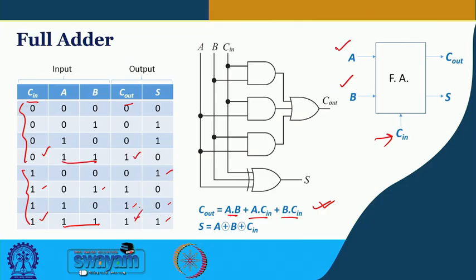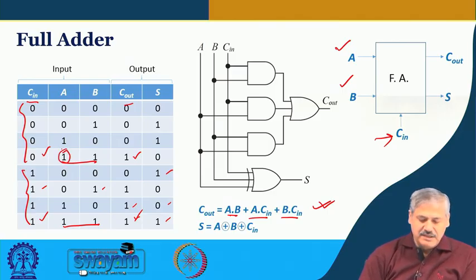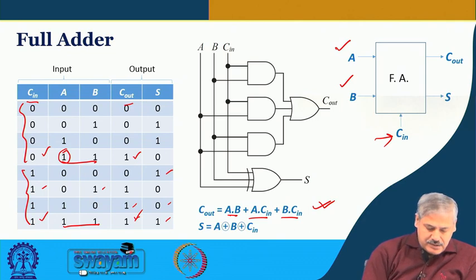You can see, when A and C in, this particular term, when A is 1 and C in is 1. So, A is 1 here, and C in is 1 here. C in is not 1 here. So, this is not 1 here. So, A is here and C in is here.